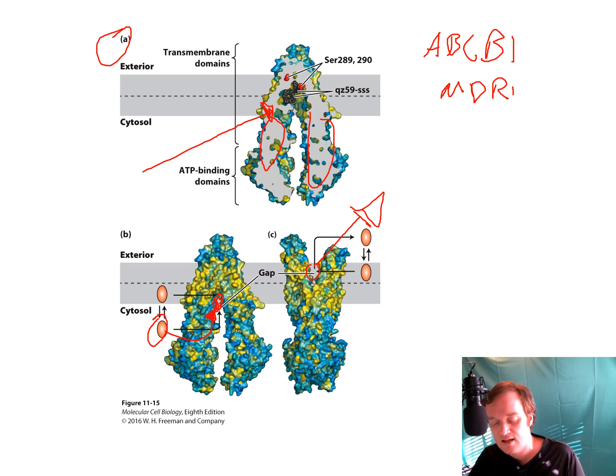Now these transmembrane domains or proteins are not specific. They weren't evolved just for cancer drugs. It's just kind of a byproduct.